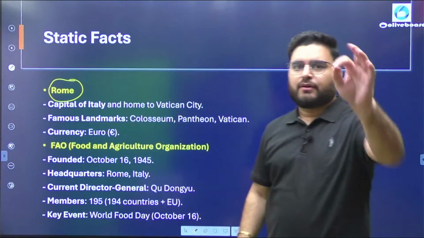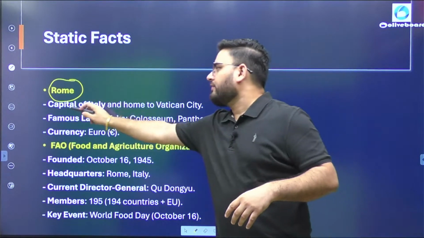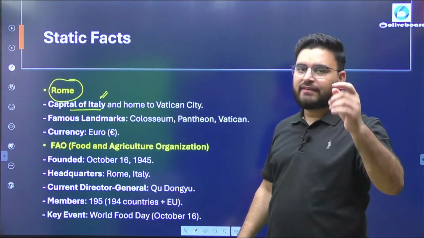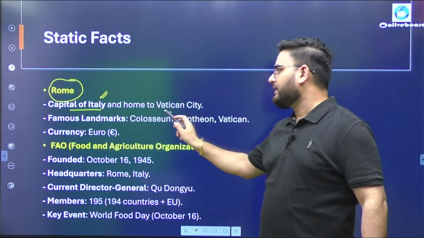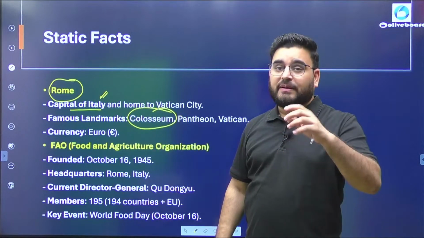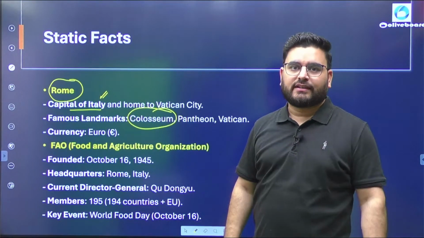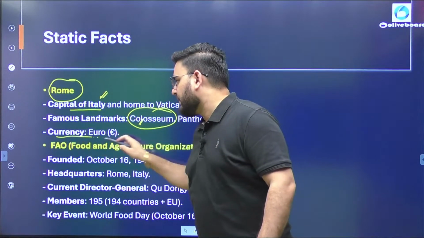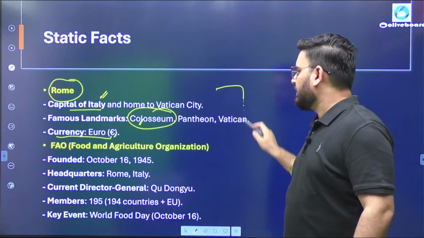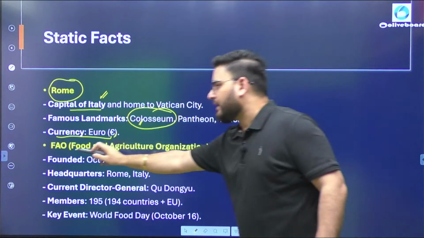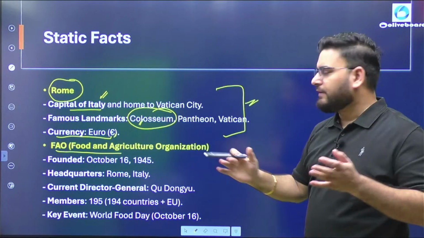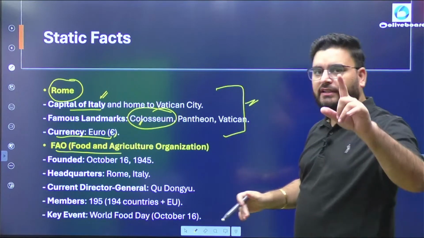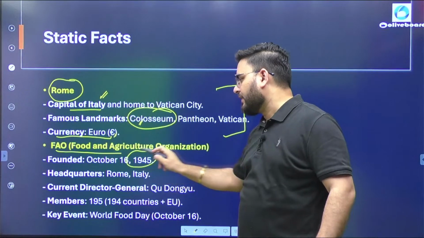Here we have to study about Rome, the capital of Italy. And the famous landmark of Italy, we all know, the Colosseum. Previously, it was one of the 7 wonders of the world, the Colosseum at Rome. Okay, and the currency you have to remember. Then about FAO. FAO is basically Food and Agriculture Organization. It was founded in the year 19.